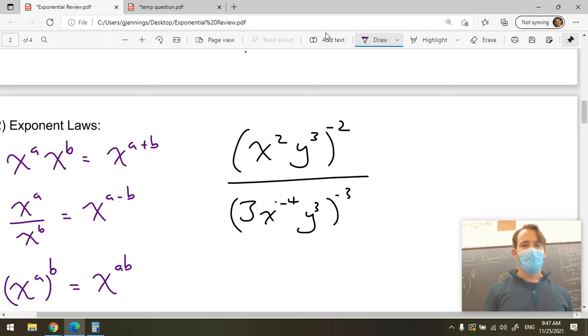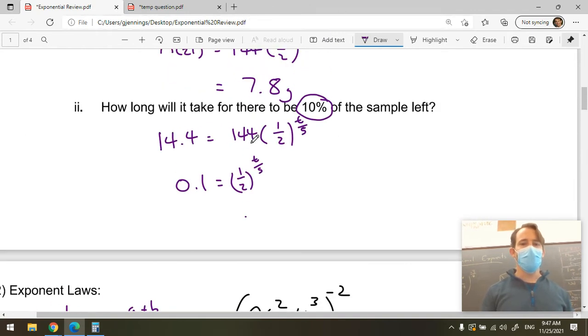It's lame. Okay, this one again, just a guess and check question. Create a table of values and work it out, and that'll be fine.